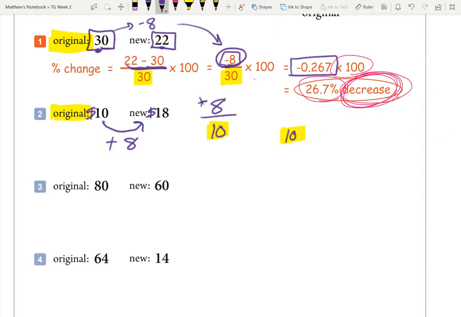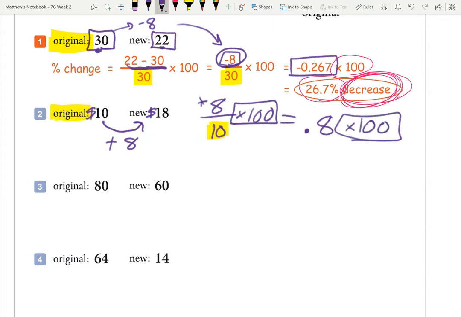And now I need to multiply that by 100. All right? So when I do positive 8 divided by 10, that's going to give me 0.8. And now I need to multiply it by my 100 still. Okay, still have to multiply by my 100. And that's going to give me 80%. And is this an increase or a decrease? Well, again, I'm going up from 10 to 18, so that's going to be 80% increase.